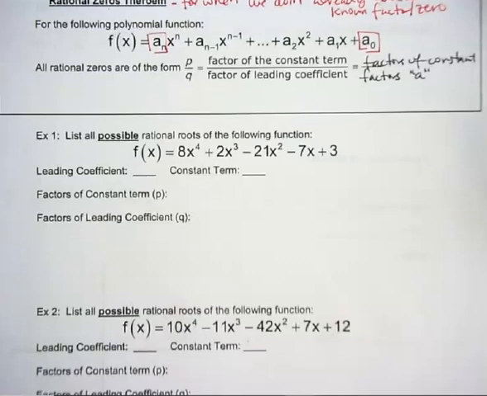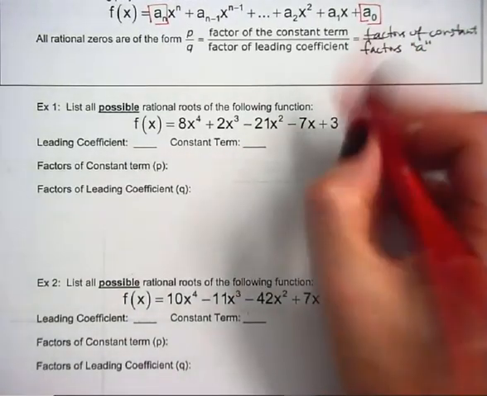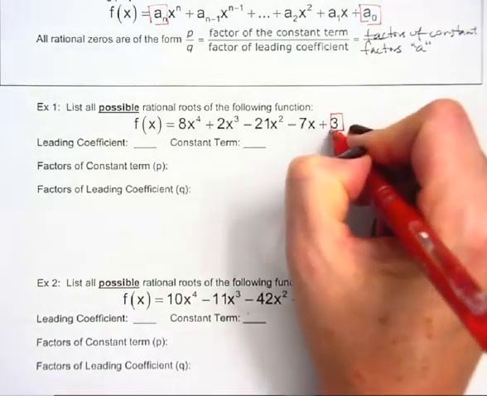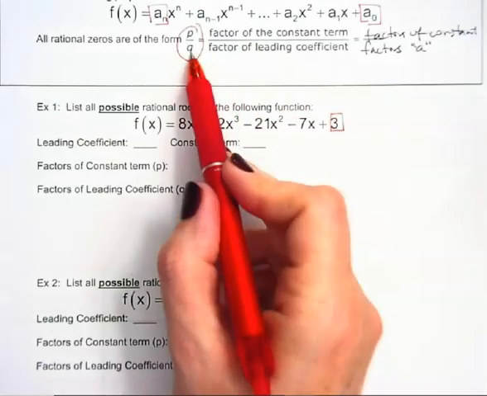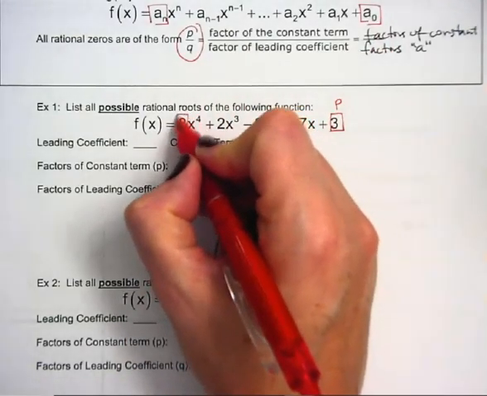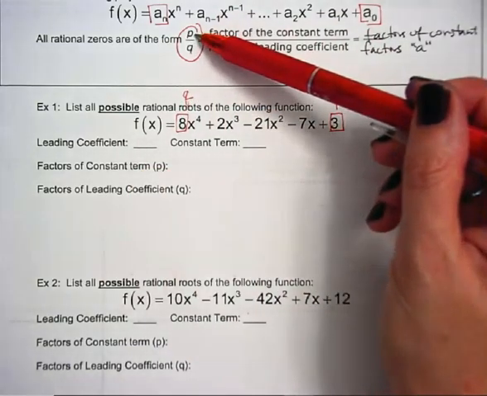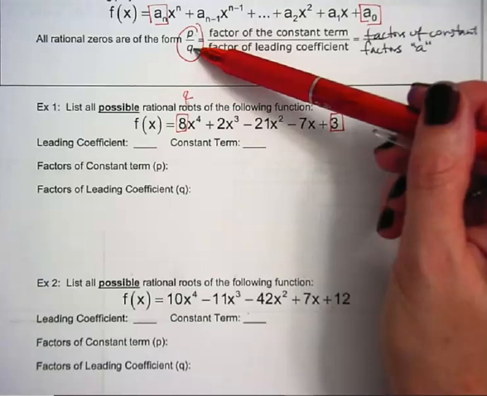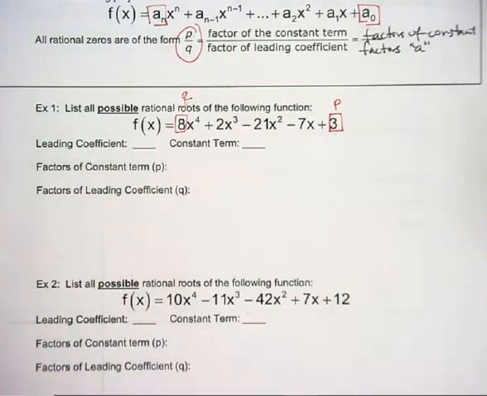So starting with this first example, the constant at the end is going to be my p. We're going to be writing them in this form. So this is p, and the leading coefficient is going to be my q. And we're going to take all the factors of the p matched up with all the factors of the q and get all the possible combination fractions that we can.